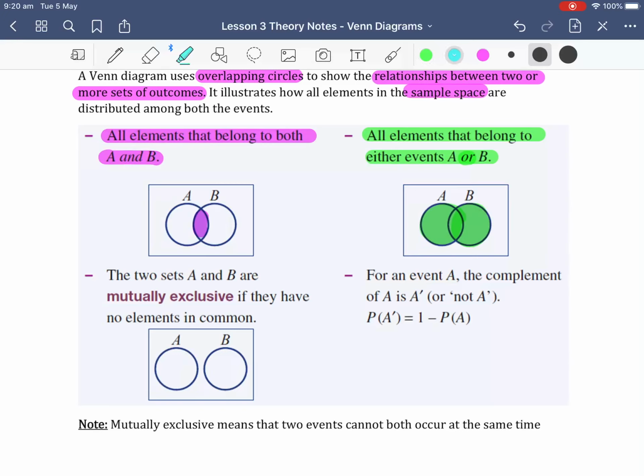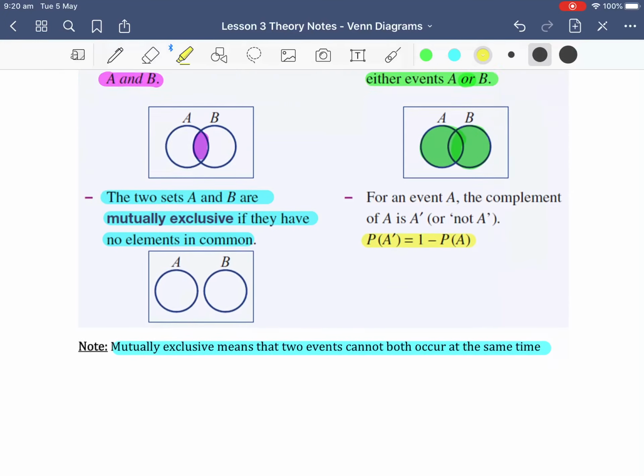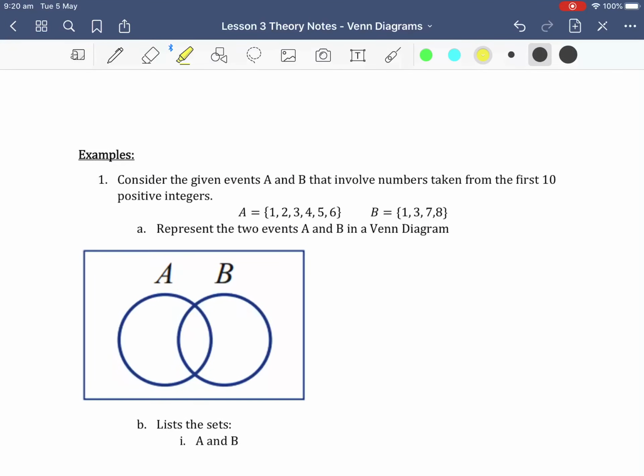We also have that the two sets A and B are mutually exclusive if they have no elements in common. Mutually exclusive means that two events cannot both occur at the same time. And finally, for an event A, the complement of A is A dash or not A. We have already learnt by finding the complement of an event that P of not A, or A dash, equals 1 minus the probability of A. Let's have a look at some examples.